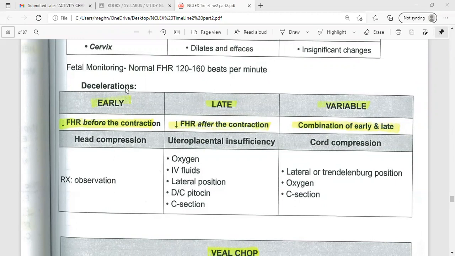And late deceleration, the reason being uteroplacental insufficiency, decreases the fetal heart rate after the contraction. The difference with variable deceleration: it is a combination of early and late, right? And it is called cord compression.